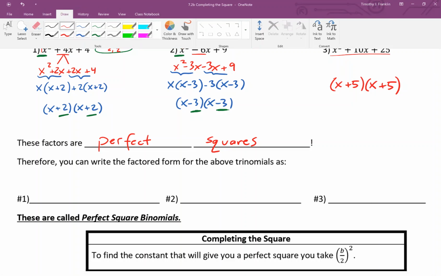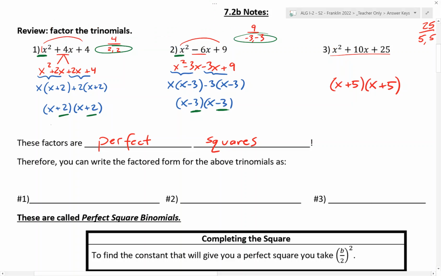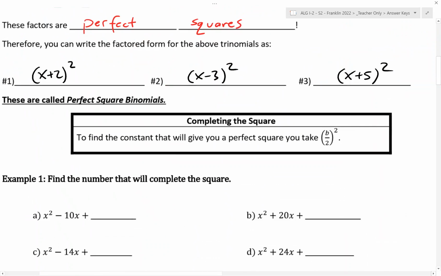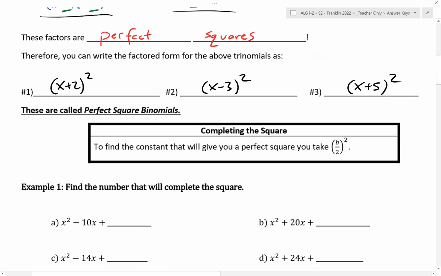And we can write those factored forms as this. So instead of x plus 2 times x plus 2, we can just write x plus 2 squared. Instead of x minus 3 times x minus 3, we can write x minus 3 squared. Similar for number 3, x plus 5 squared. And so these are called perfect square binomials. And again, that pattern from the multiplying polynomials unit matches this method.